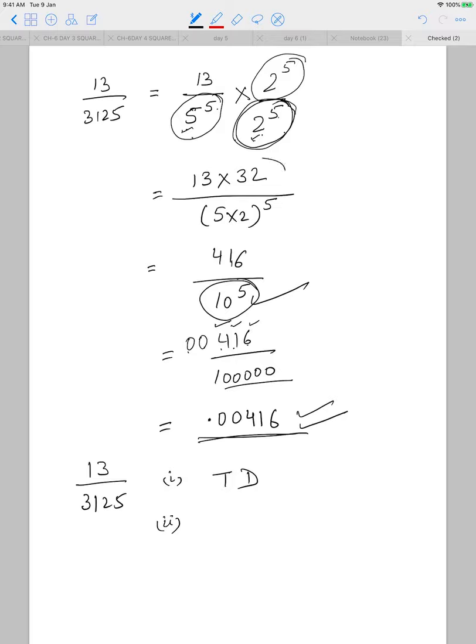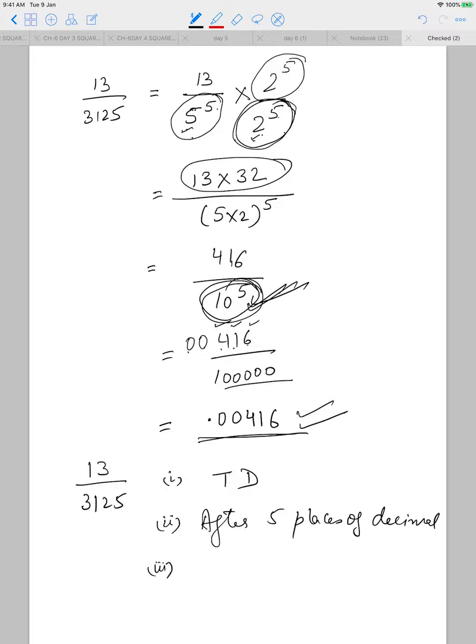So you need not even multiply the numerator in this case. Just by looking at the denominator, the power of 10 will tell you after how many places the decimal will terminate. So you can say after 5 places of decimal it will terminate. And the third one is, find the decimal expansion of this number, that we have already found out, and this is the answer. So don't get confused between the three types of questions.